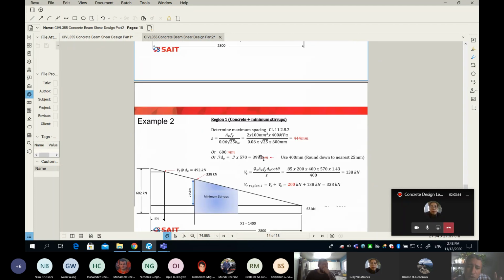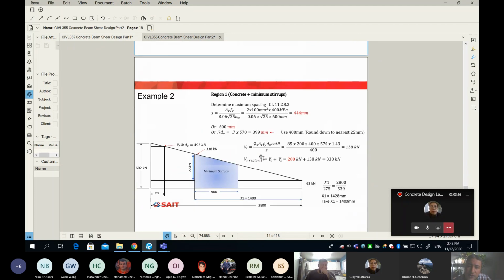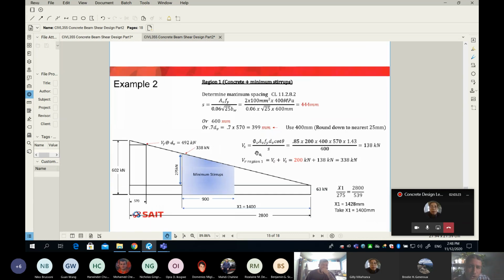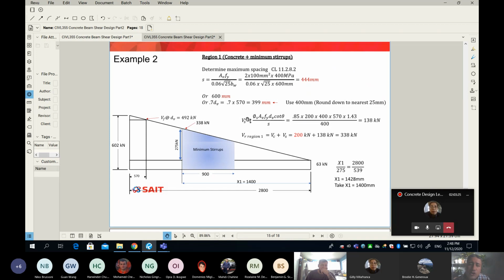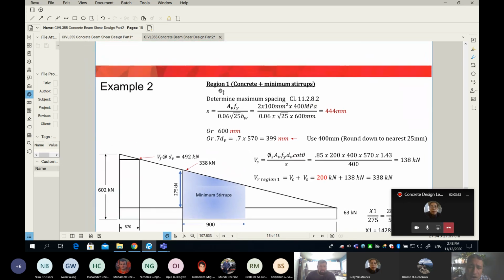I know I have 2 minutes, so what I will do is zone number 2, and then next class I will do zone number 2 one more time, or probably I will start from zone number 0 again. Okay, so zone number 2 here, or region number 1, which follows region 0 going to the support. Again, I don't care whether you call it region 1 or A or B. I care that you tell me in this zone, concrete plus minimum stirrup.